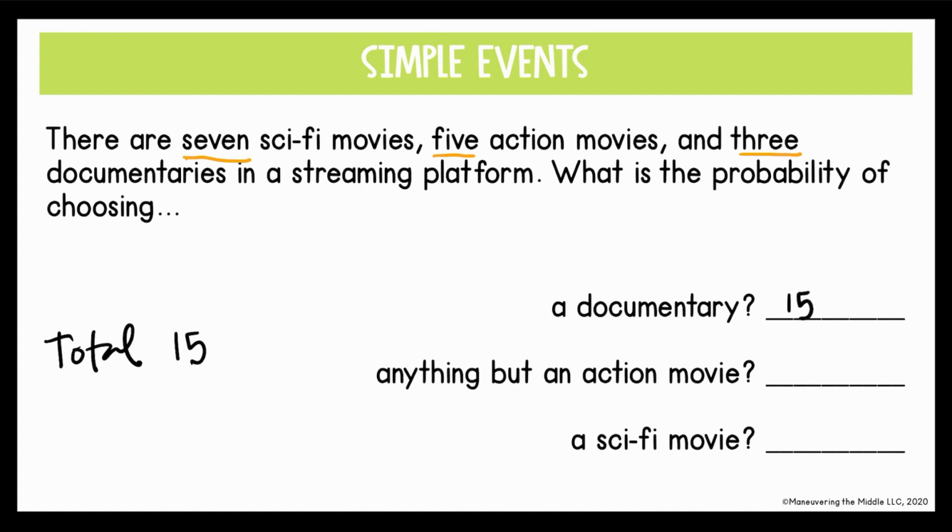And then I'm now finding the probability of a documentary. So I know my denominator is going to be 15. I go back to my problem. I can see that it's talking about 3 documentaries. And then again, I'm going to simplify that to be 1 out of 5, 1/5.